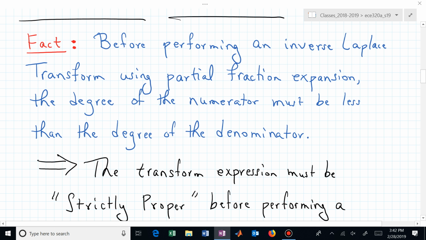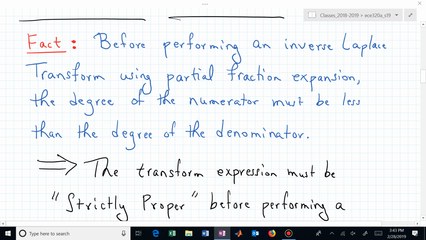And if it doesn't, we have to make it be that way before we proceed with performing the partial fraction expansion. You can move straight ahead and do the partial fraction expansion on any transform, and you're not going to get the right answer if you don't obey this particular rule ahead of time. You'll get numbers, but they won't be what you want them to be.